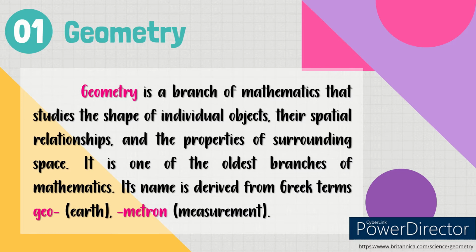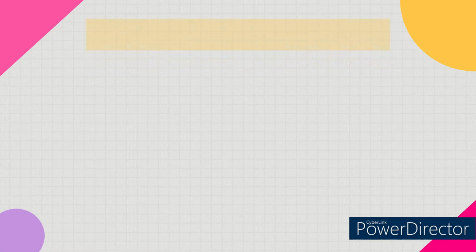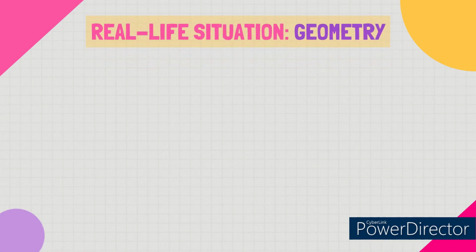Because there are two types of geometry. As I said, plane geometry studies the square or the circle, or the lines. And the other type is what we call solid geometry, which studies rigid three-dimensional objects like the cube and sphere and more. Now, let's go to the real-life situation in geometry.